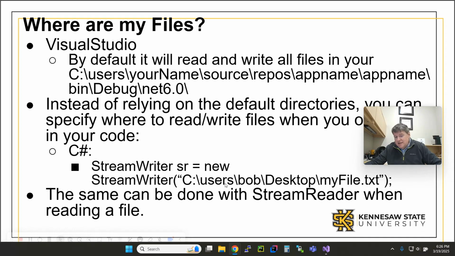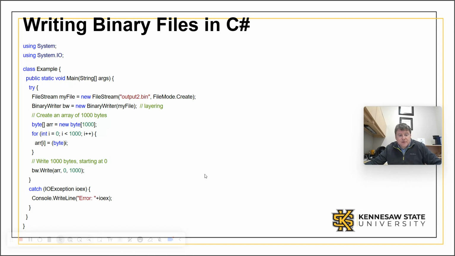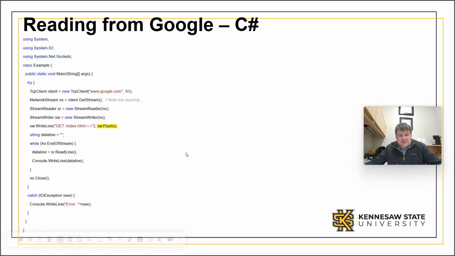So C:\users\Bob\desktop\my file, or wherever it is that you put it. All right. Writing a binary file in C sharp is done with a binary writer. Not really something we're ever going to test you on, but we want you to know that that exists.